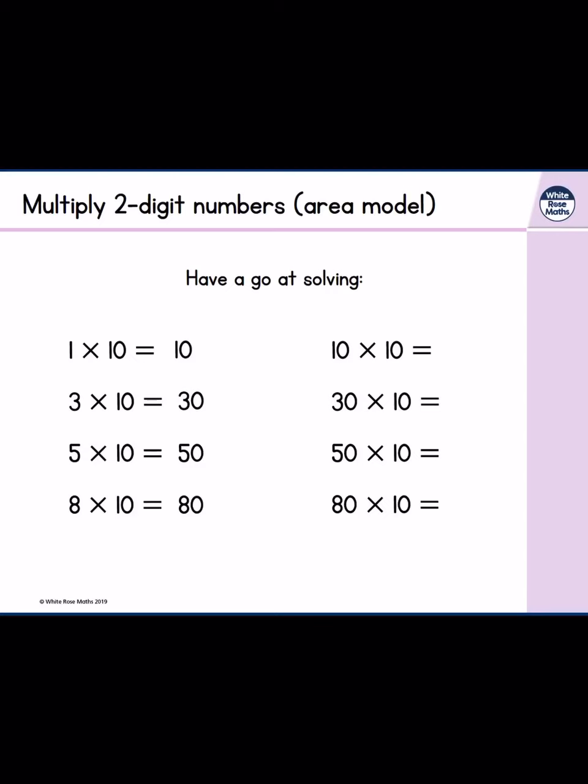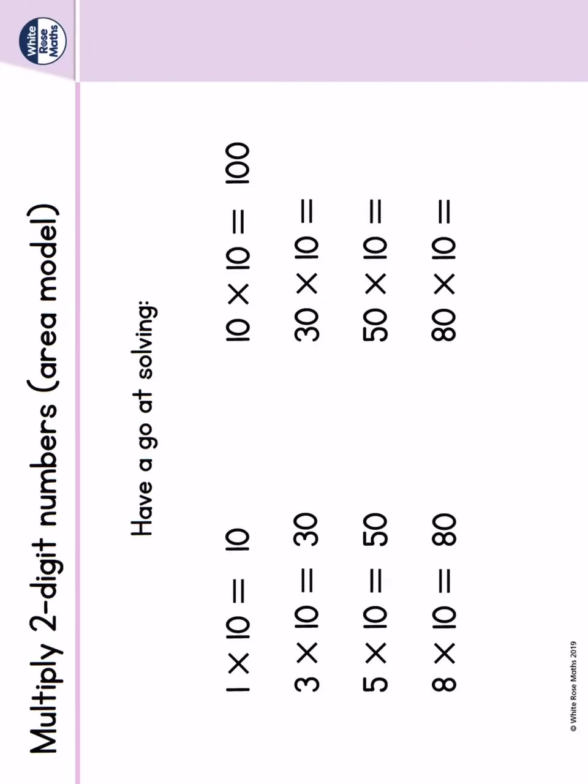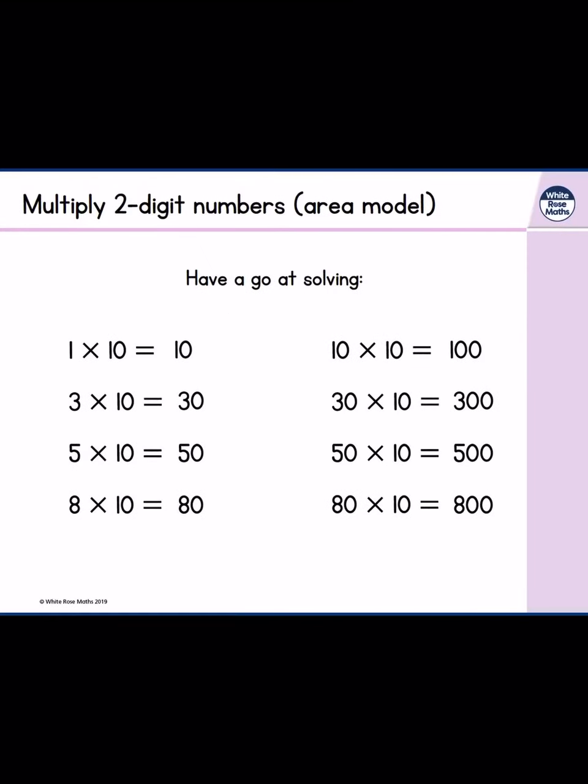Did you notice anything? You may have noticed that on the ones on the left or the ones on the right, they were 10 times greater. So 10 times 10 is 100. 30 times 10, 300. 50 times 10, 500. And 80 times 10 is 800. We're going to be using these facts or this type of knowledge in our problems in a minute.